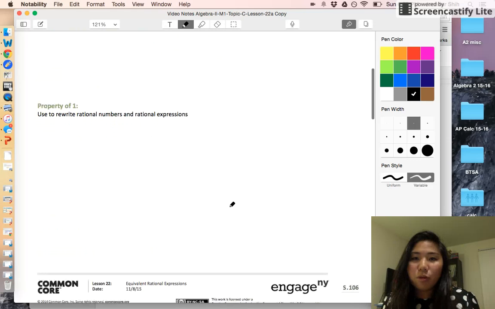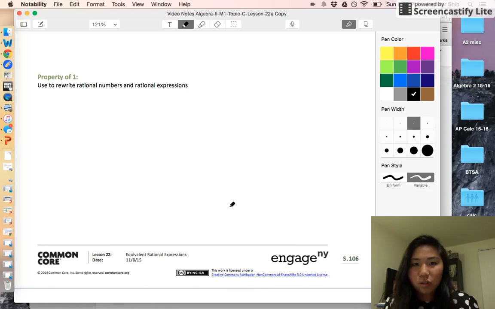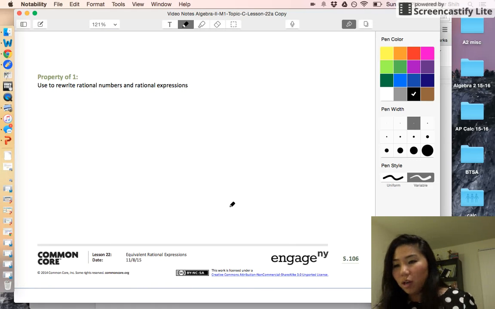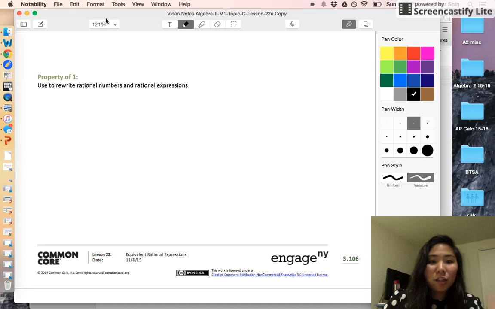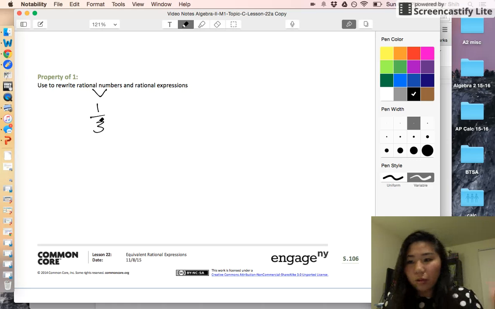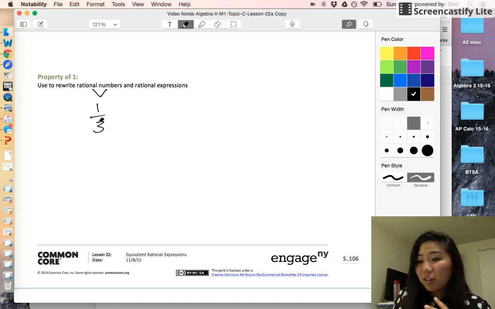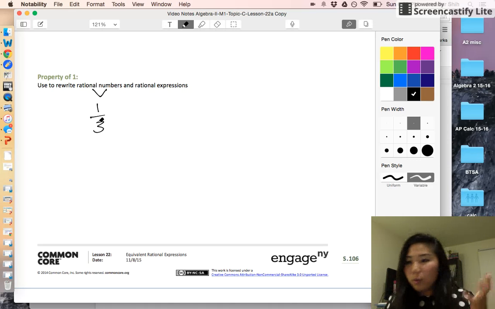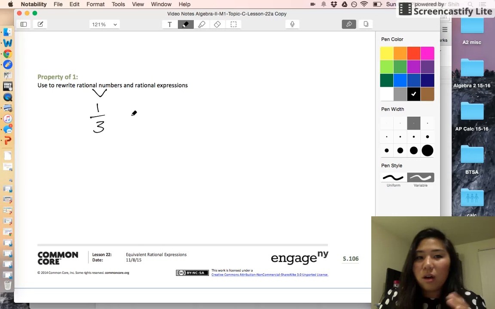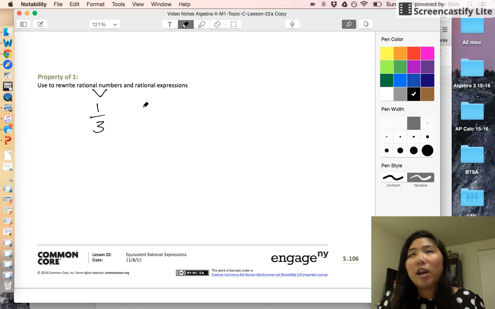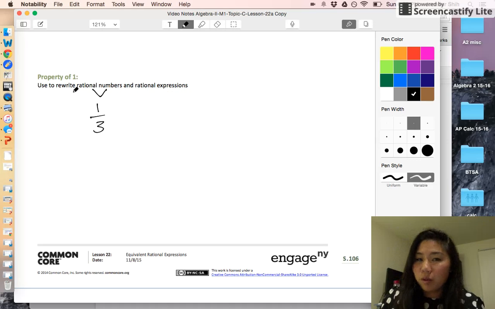One of the most powerful ways that you can simplify rational expressions is using the property of 1. An example of a rational number is a fraction, like 1/3, 2/5, 4/7. It is a rational number, it's just a fraction. A rational expression is a fraction with polynomials in it. So we're going to have to rewrite fractions and polynomial fractions into equivalent forms, and we're going to do that using the property of 1.